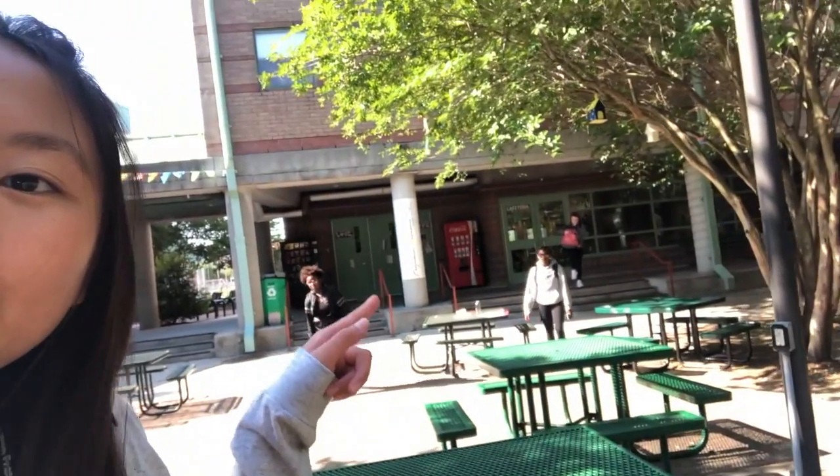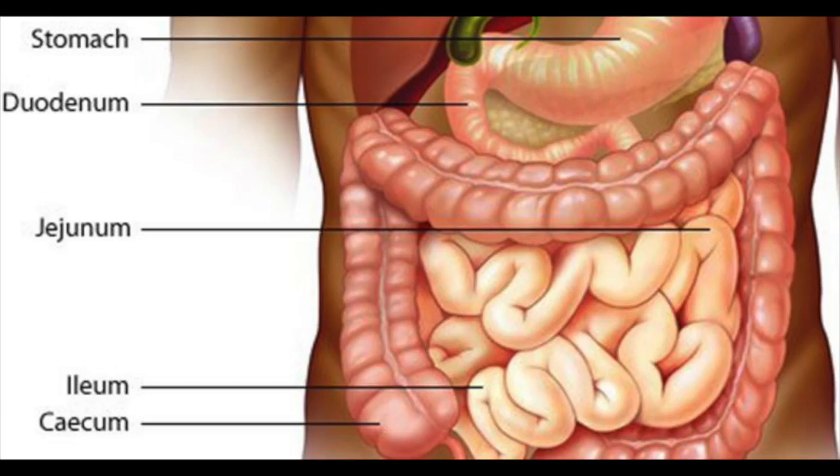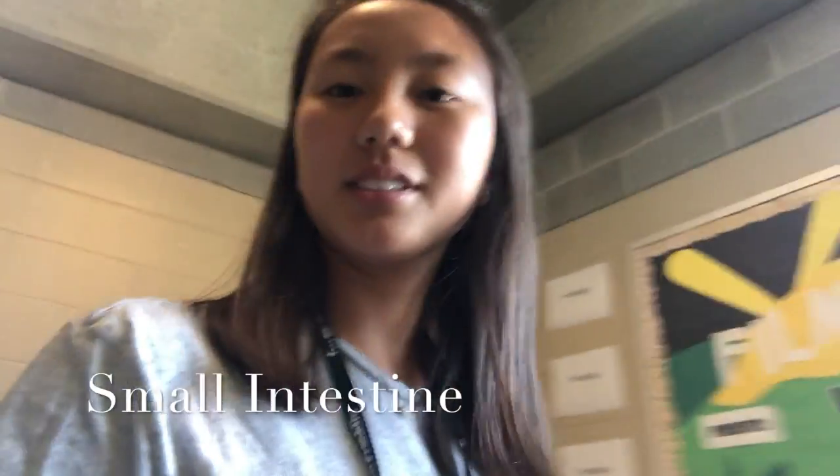We're heading to the small intestines, which is right there. The small intestines is where most of the nutrients are being absorbed. The liver and pancreas help break down the food, with bile from the liver and enzymes from the pancreas. Now in the large intestines, aka the hallways.